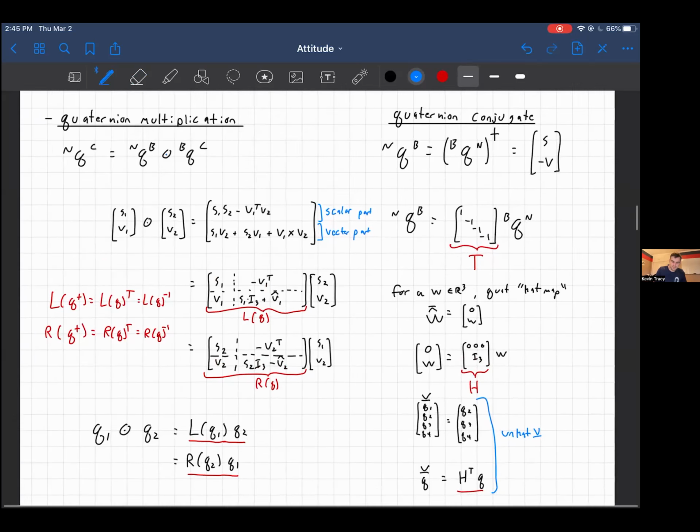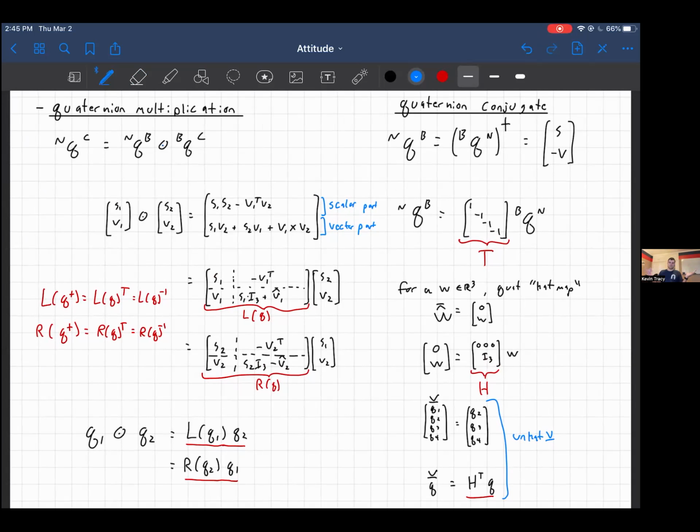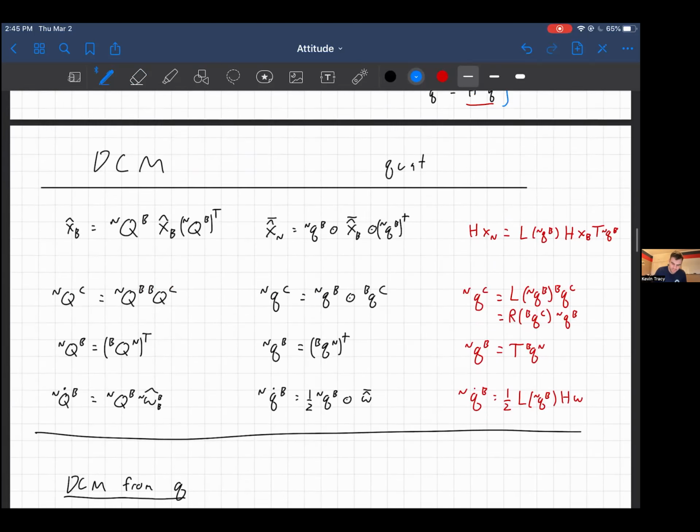Okay, so this right here, I just laid out quaternion multiplication, the conjugate, the pure quaternions, the hat map. This is all we had to know about the elementary quaternion operations. So now we can do something pretty cool.